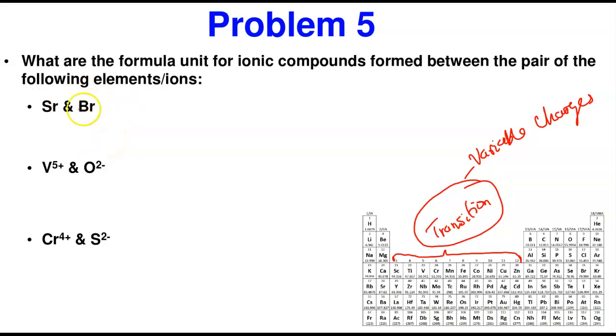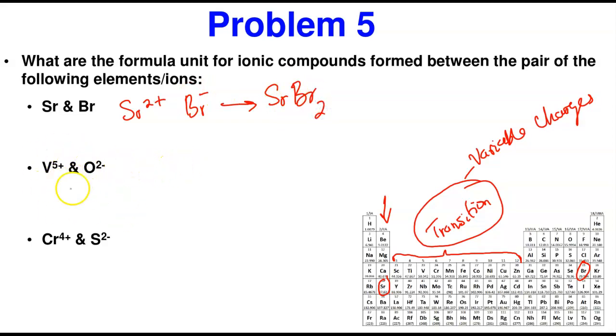But before we do that, let's do this one. Strontium is in group 2. Group 2 is going to be Sr2+. Bromine is in group 7, so it's going to be Br-. So what it means, if they swap their charges, strontium is going to take 1 here. 1, you don't have to put it down. Bromine is going to take 2 from this. This becomes the formula.